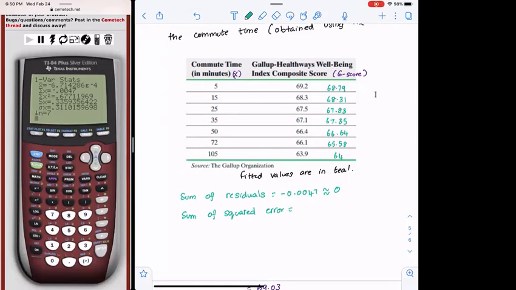The sum of squared error is 0.6771. And this is the lowest squared error that the process can find. Hence, we get the line of best fit.